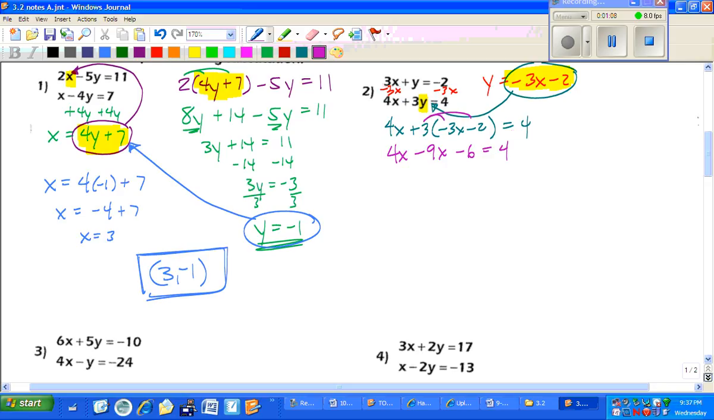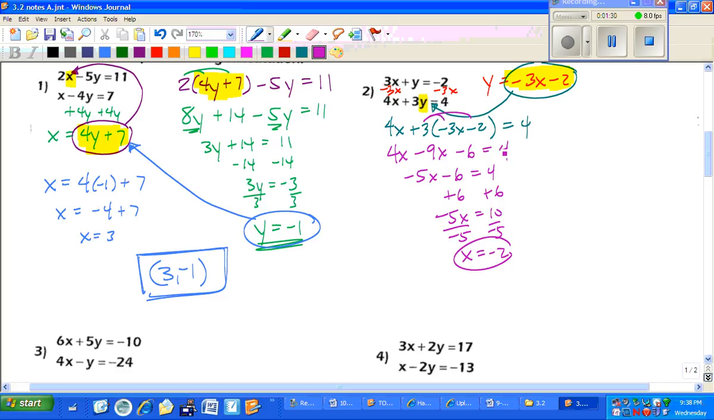Then we can combine like terms. Negative 5x minus 6 equals 4. Get the x on one side by itself, so we have to get rid of this minus 6. We're going to add 6. And then divide by negative 5. So x is negative 2.